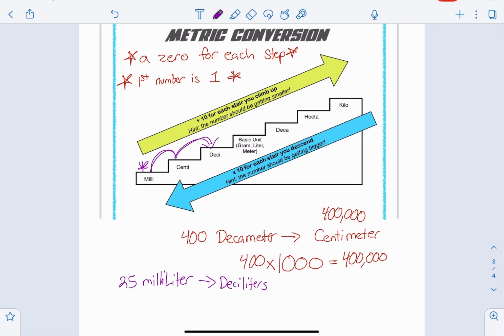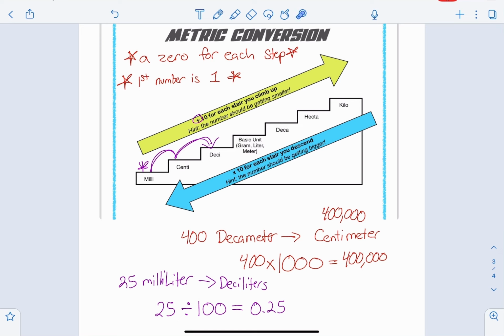So I went up, so I'm dividing. The first number is always a 1, and then I went up 2 steps, so I have 2 zeros. So I'm going to do 25 divided by 100, and I get 0.25. So 25 milliliters is really 0.25 deciliters.